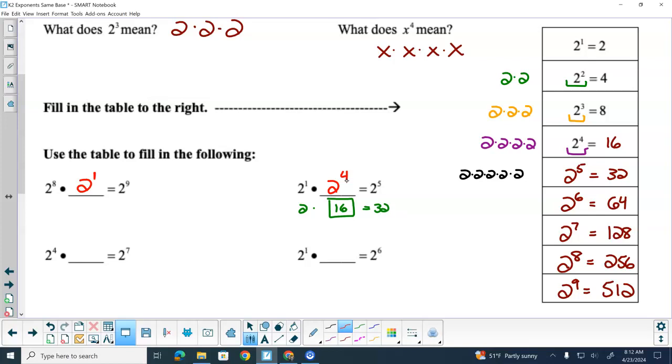Okay? Same thing down here in this one. 2 to the 1st power times something gets me 2 to the 6th power, which is 64. What times 2 gets me 64? 32, okay? Or we could do 64 divided by 2. No, 32. And 32 is what? 2 to the 5th power.